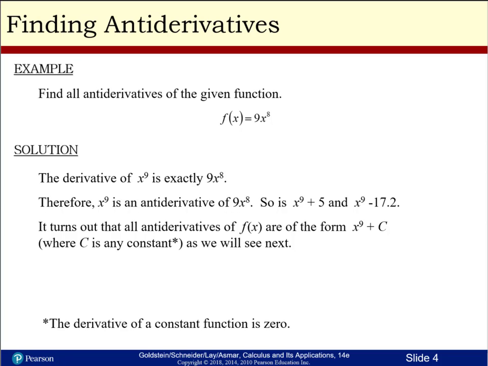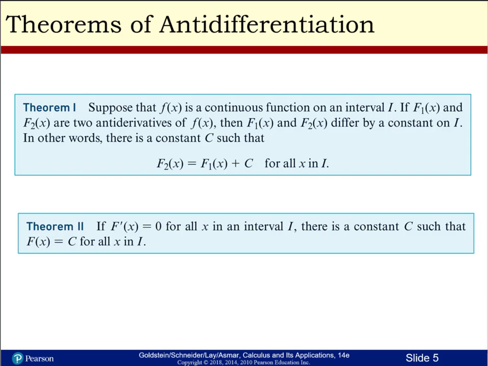Now it turns out that all the antiderivatives of f of x are of the form x to the 9th plus some constant c, and we just use a capital C for that, as we're going to see. And the derivative of a constant function is 0. So for Theorem 1, suppose that f of x is a continuous function on an interval I, and if capital F1 of x and capital F2 of x are two antiderivatives of f of x, then capital F1 of x and capital F2 of x differ by a constant on I, that interval.